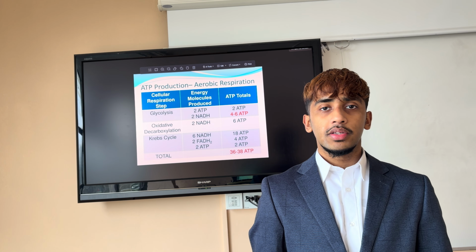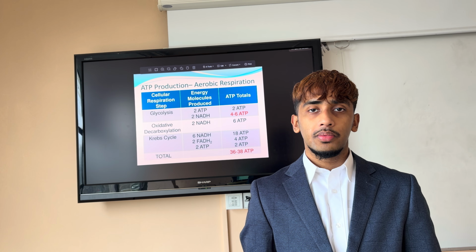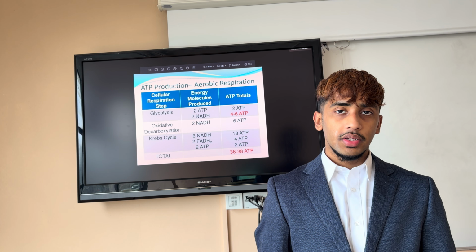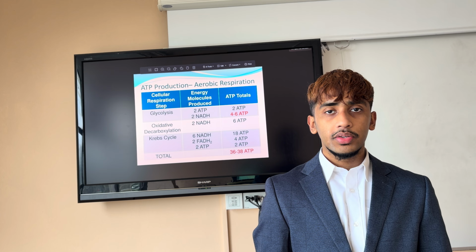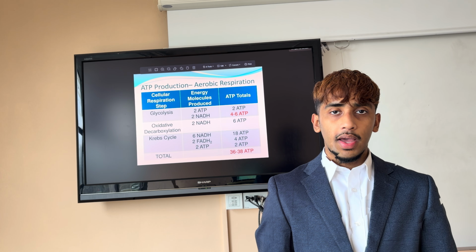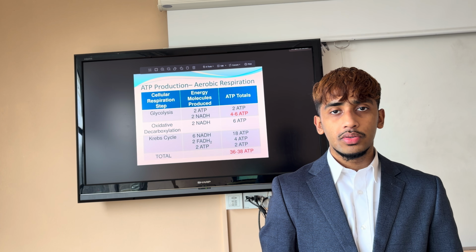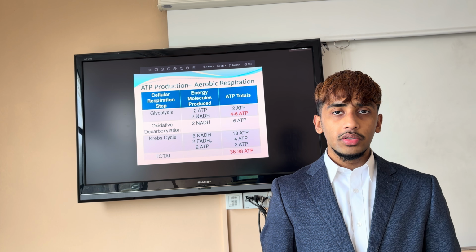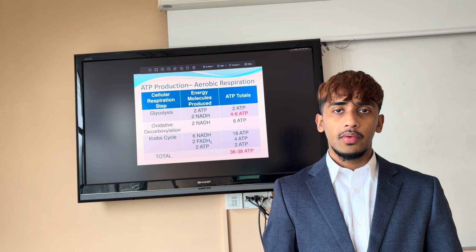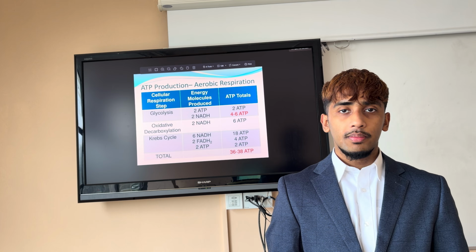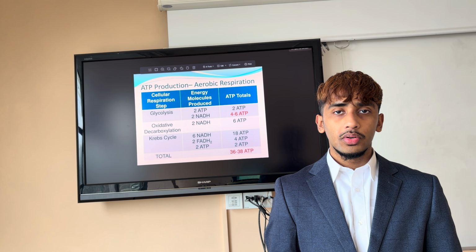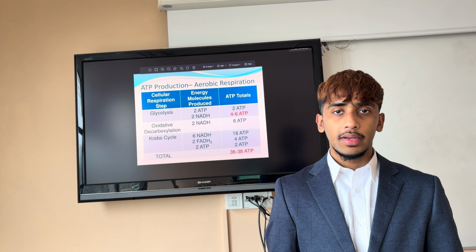So respiration is essentially a highly controlled redox process. Glucose is gradually oxidized, electrons are transferred to carriers, and the energy released is used to generate ATP. Most ATP is not produced directly from glucose, but from the proton gradient generated by electron transport.